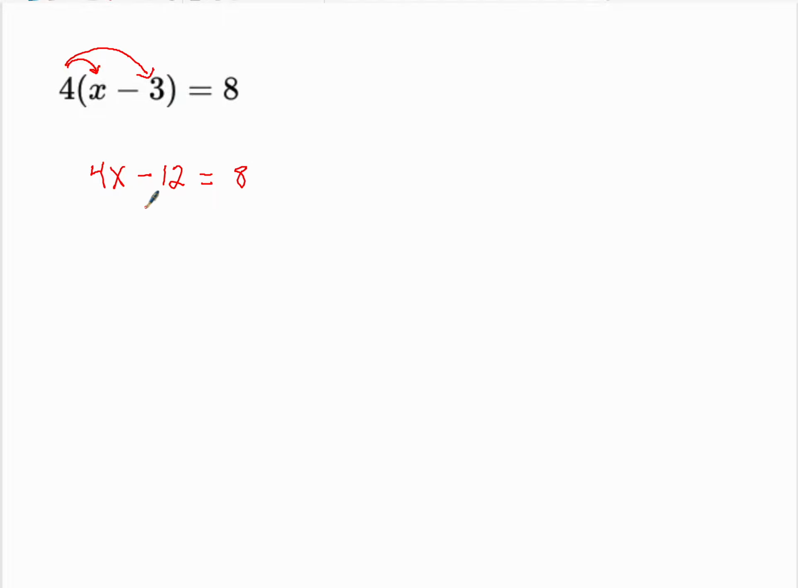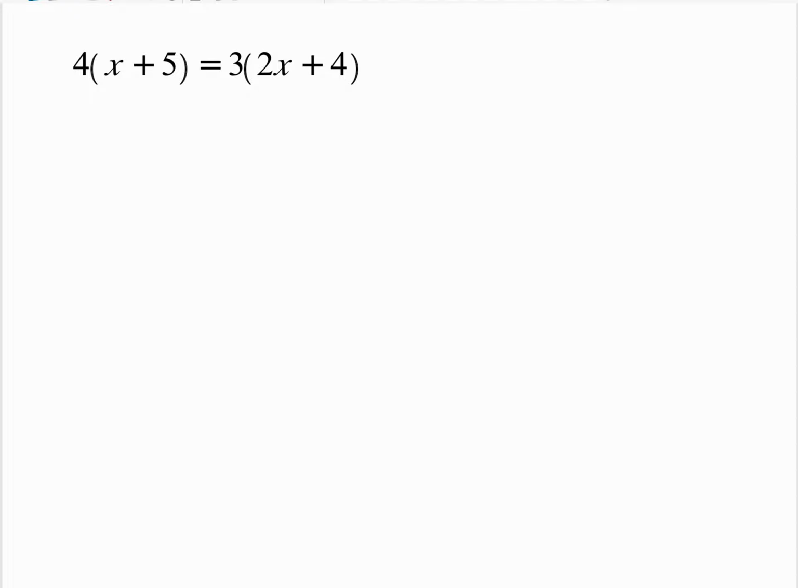Now I have a 2-step equation. Just solve it. First add 12. And that would be 4x equals 20. So divide by 4. And x equals 5. Just like that.